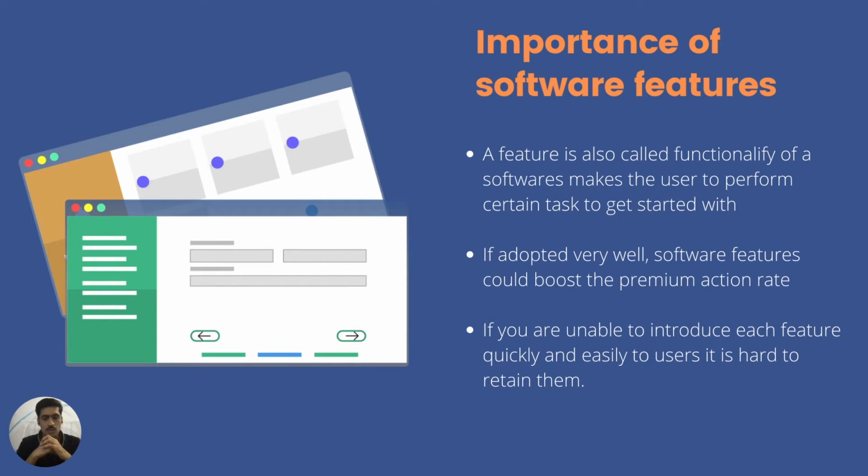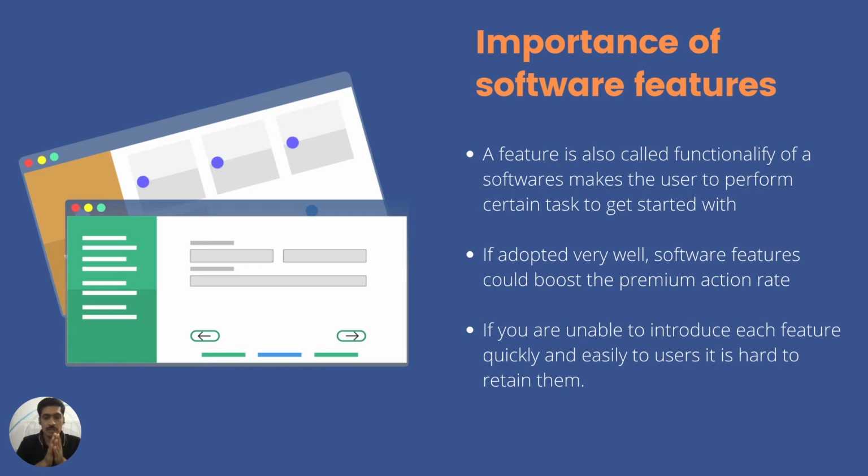Importance of software features. We all know a software feature is a functionality of a software that makes a user perform certain actions, certain tasks to get started with any software. Without getting started with or understanding each and every feature, it's very hard for a user to obtain a certain value from a software, even if it's a small software without too many functionalities, or a software that needs you to be a power user, a pro of the particular software.